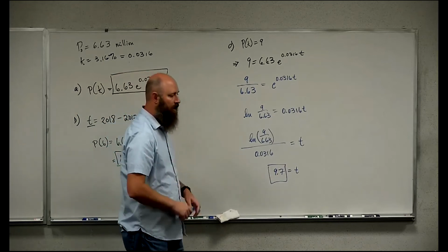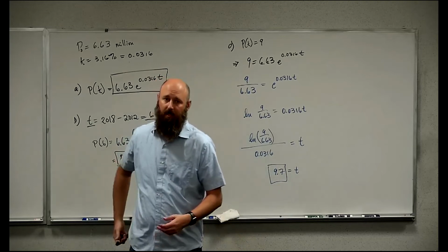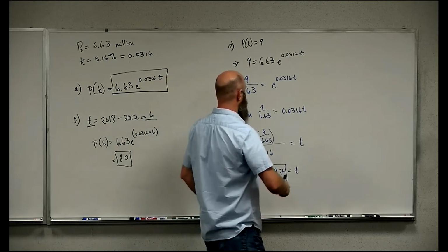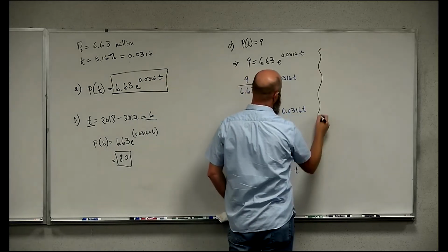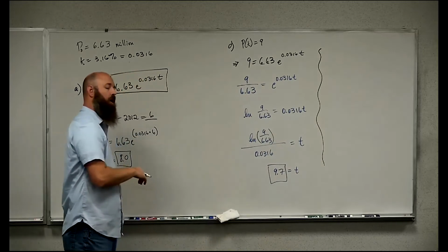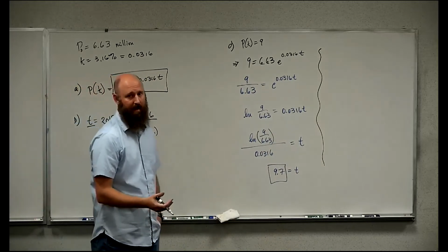All right. Part D talks about doubling time. So we're going to use a little trick to do that. If we're going to do doubling time, I'll do it over here to the side. We know that the end amount has to be double whatever the initial amount is.